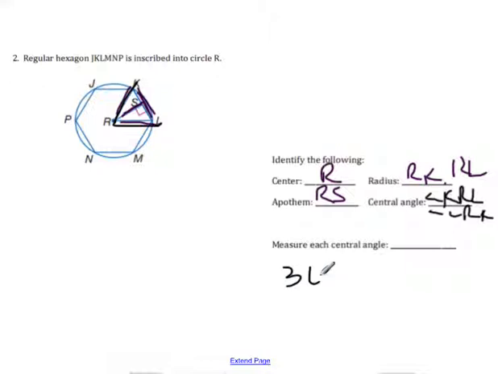Now to get the measure of the central angle, we take 360 and divide it by how many sides we have. Well, we have 1, 2, 3, 4, 5, 6. So we're going to take 360 and divide it by 6.